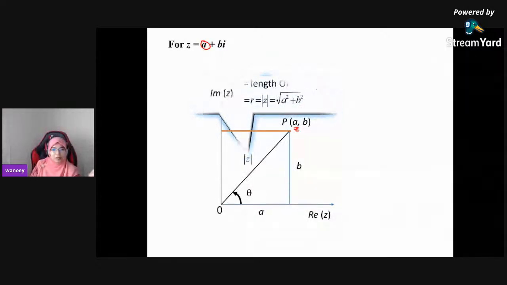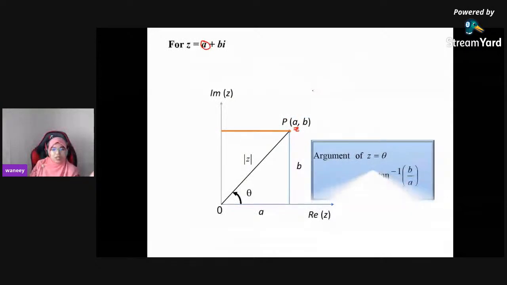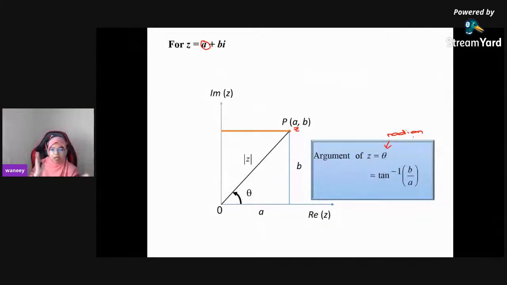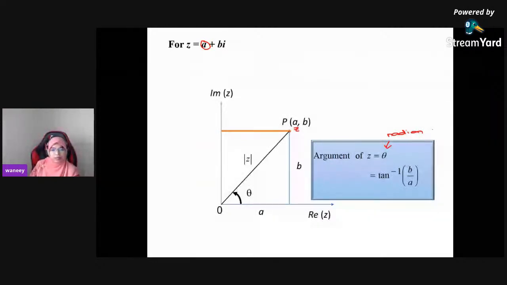Another one. Okay, so this is actually the argument of z, or normally we call it theta. The basic formula for theta is equal to arctangent of b over a. But I should remind you one thing about this argument. This one should always be in radian. So if you are using degree in your calculator, you should change the mode to radian. So kena tukar mode lah.